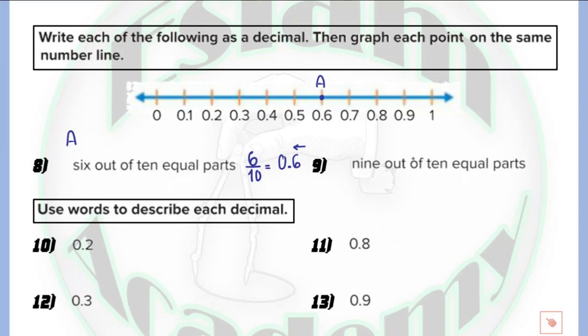Now 9 out of 10 equal parts. 9 out of 10 in the form of a fraction will be 9/10. We can represent 9 out of 10 at the point B. So to write it as a decimal, we just write the numerator, then we have 1 zero down. So I will count from the right 1 digit, then put the decimal point. So we have here 0.9 or 9/10. So at 0.9, I will put the point and write the letter B.